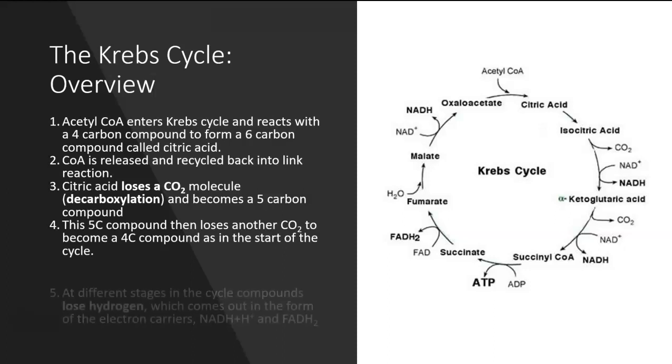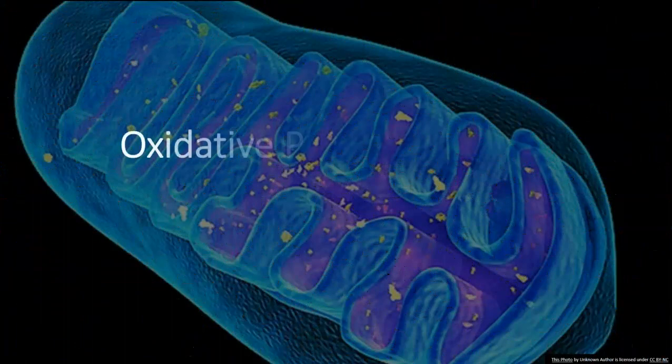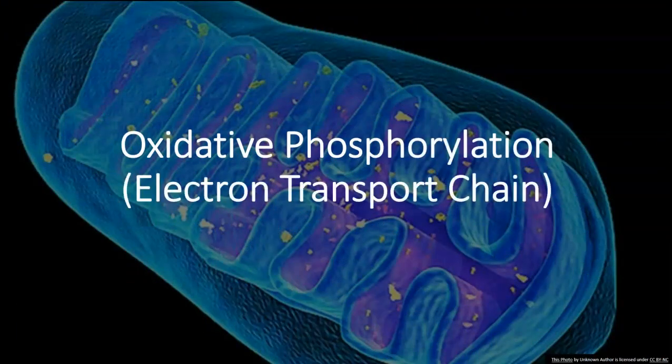so it's cyclic. At different stages in the cycle, compounds lose hydrogen, which comes out in the form of our electron carriers, NADH plus H, and also FADH2. It's just another electron carrier there. Alrighty, so that was brief. The Krebs cycle was fairly brief.